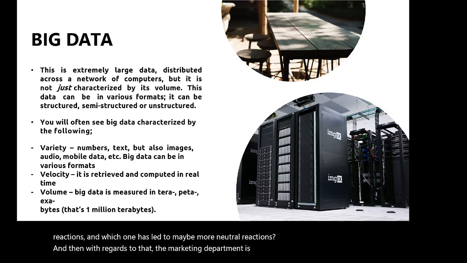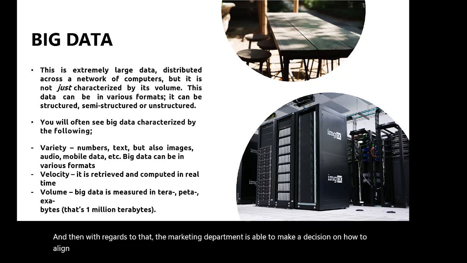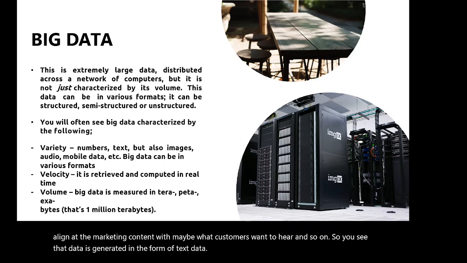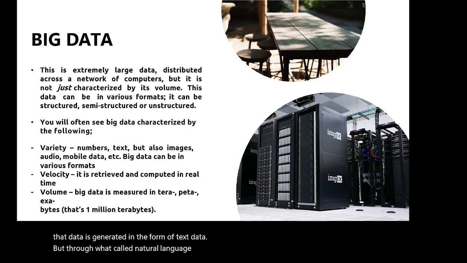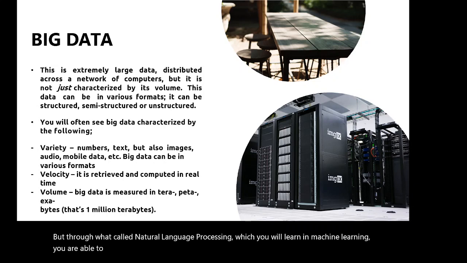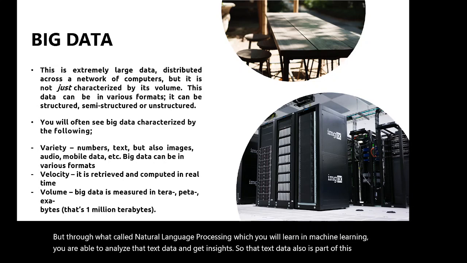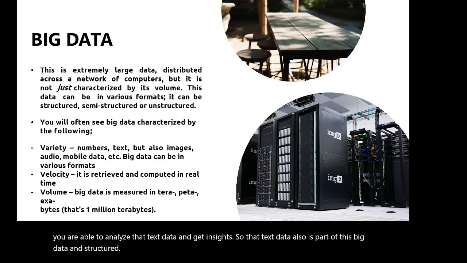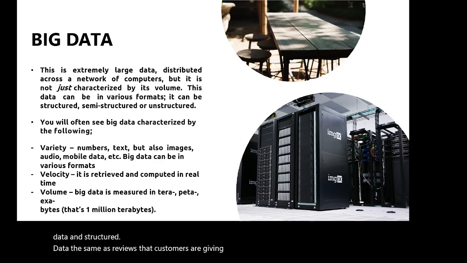And then with regards to that, the marketing department is able to make a decision on how to align the marketing content with what customers want to hear and so on. So you see that that data is generated in the form of text data, but through natural language processing, which you will learn in machine learning, you are able to analyze that text data and get insights. So that text data also is part of this big data, unstructured data, the same as reviews that customers are giving us on various platforms and so on. All that is unstructured kind of data.